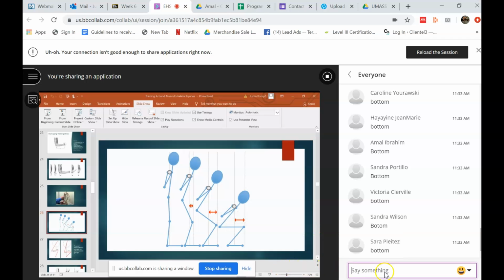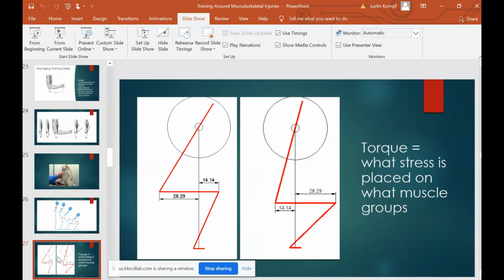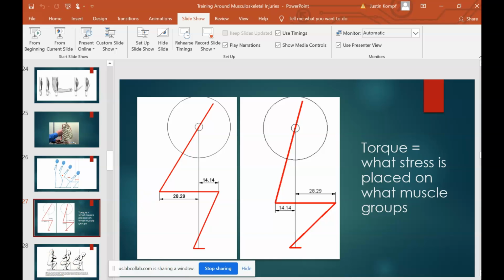Yeah, our moment arms are a lot bigger. Exactly. So torque really equals what stress is placed on what muscle groups. If we look at the left-hand picture, we'll just say a regular squat, versus this one, which might be something more like a front squat where the knees are going further forward. Which squat, on the left or the right, is going to put more stress on the knees?